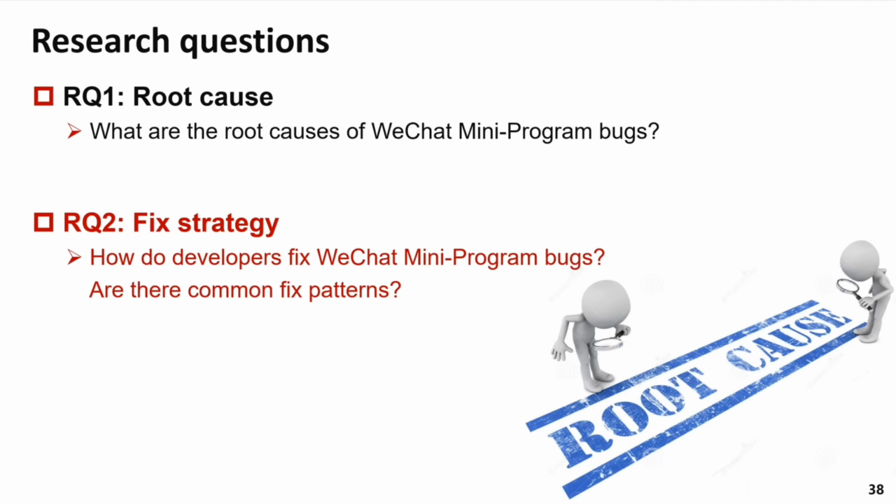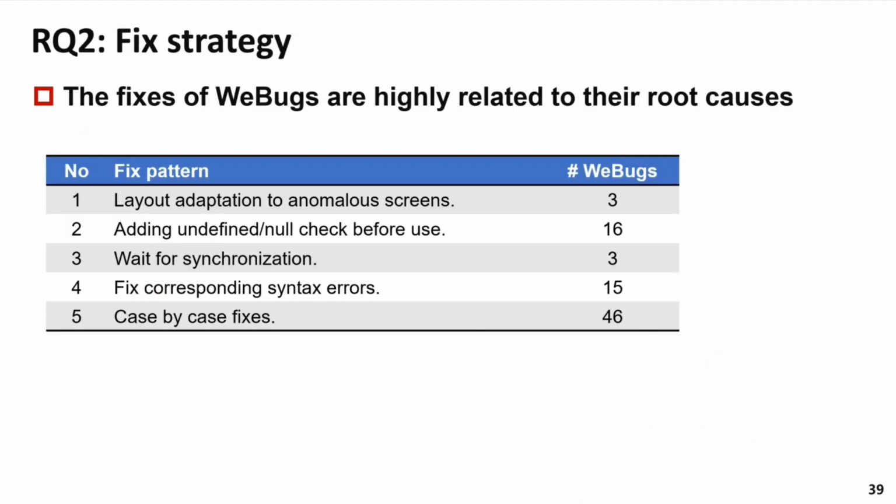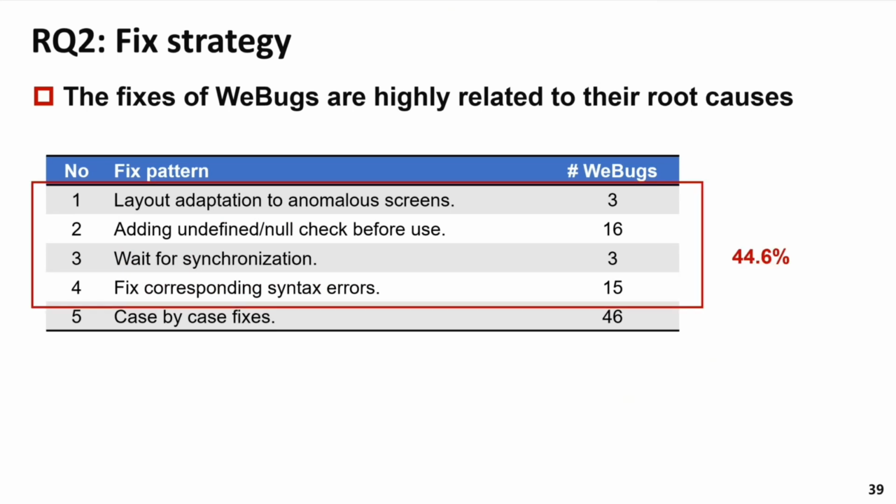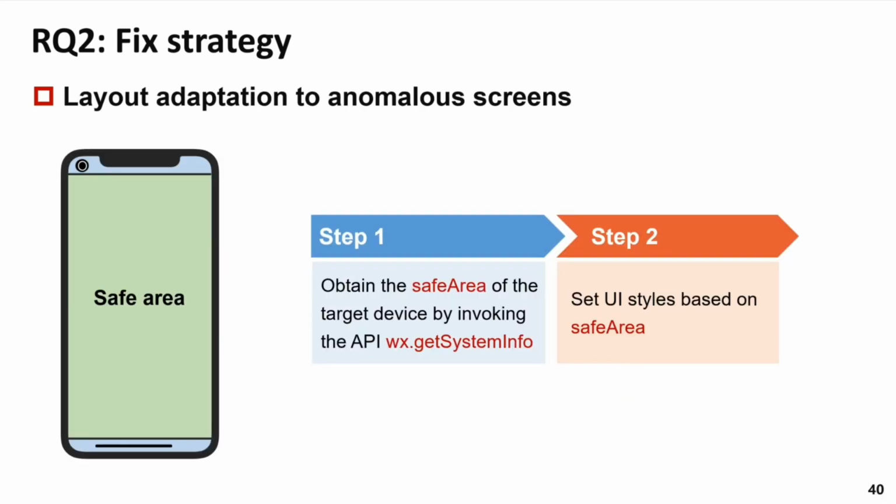Let's look at research question 2. How do developers fix VBugs? Are there any common fix patterns? We found that the fix strategies of VBugs are highly related to their root causes. We summarize 4 common fix patterns for almost half of the studied VBugs.